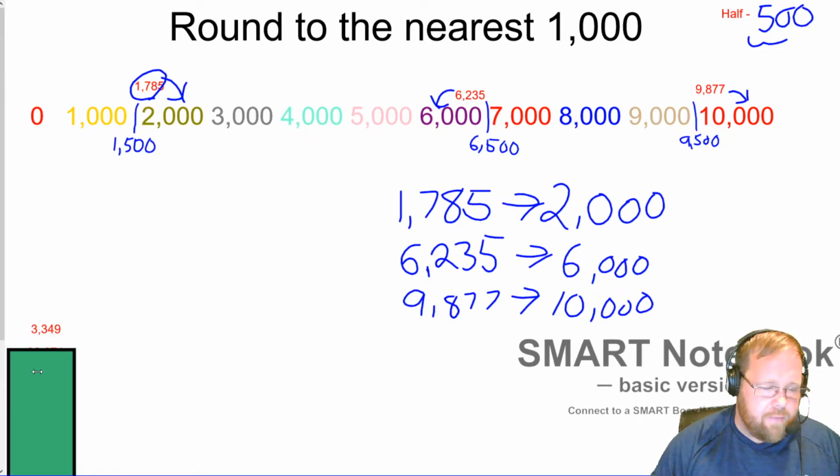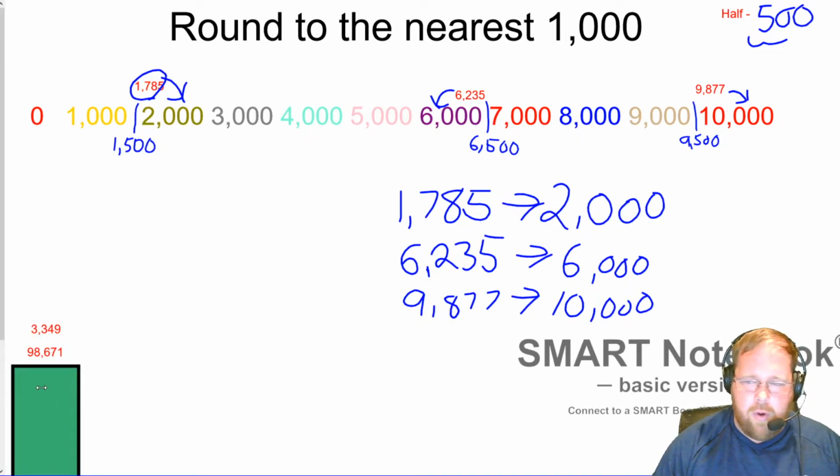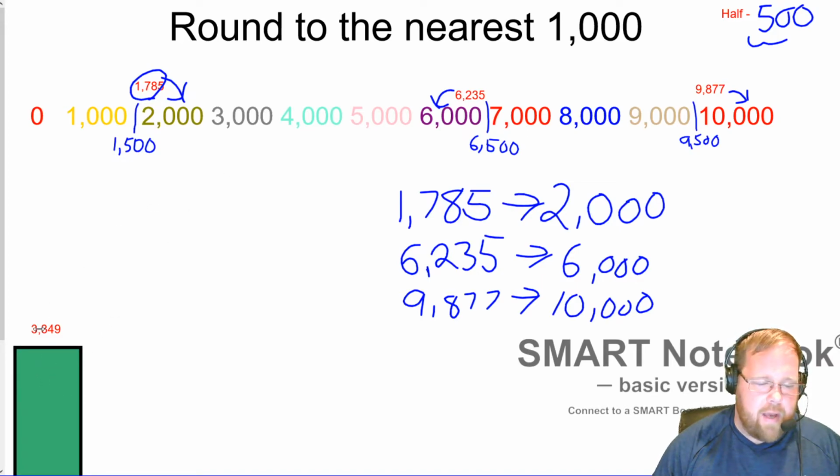Some harder ones, of course. No. Let's skip that one. 3,349. If you know where to place it, then go ahead and try it. It would be placed by 3,000. All right.